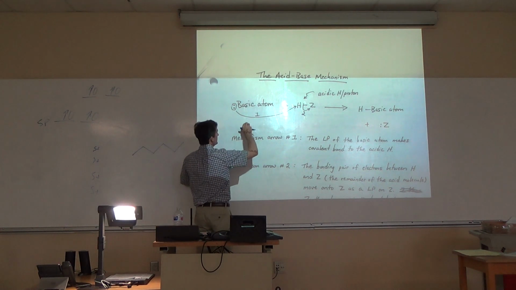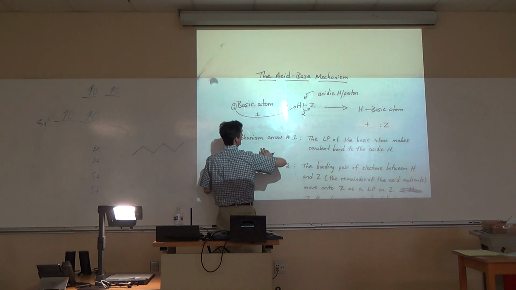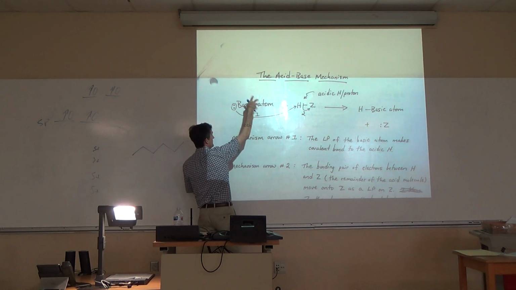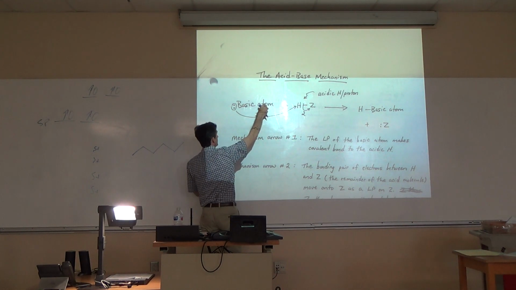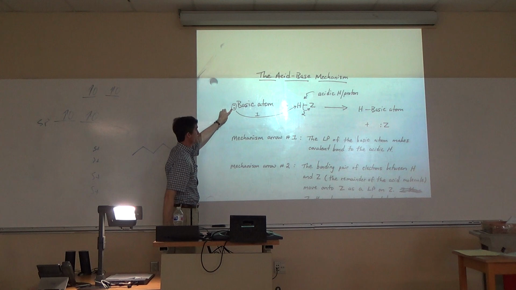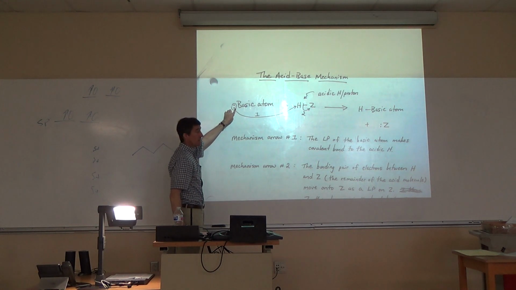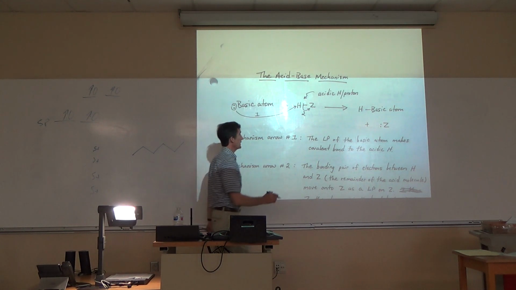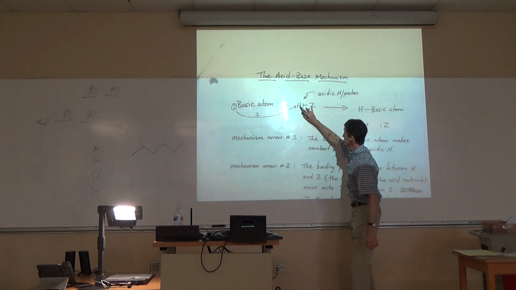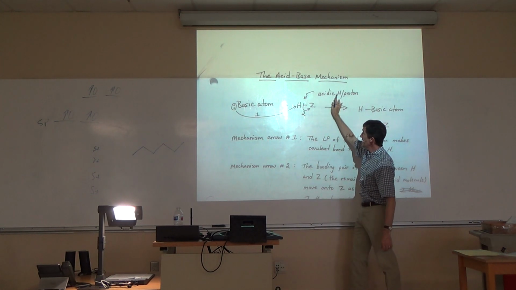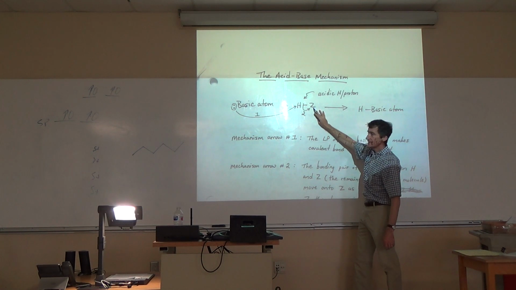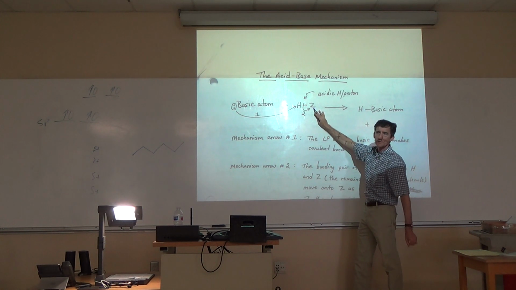In any acid-base reaction, you're going to have an acid and a base. This will be the base, and it's going to have a basic atom, typically a lone pair. The lone pair reacts with the proton, the hydrogen. The other molecule is going to have the hydrogen. It's going to be called the acid, and it's going to be bonded to something. I call that Z because there ain't no Z up there. It's just generic.